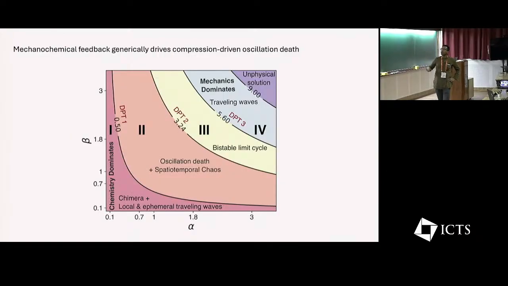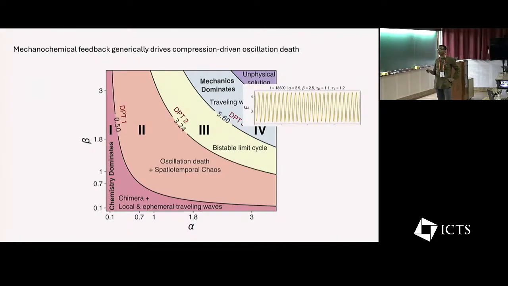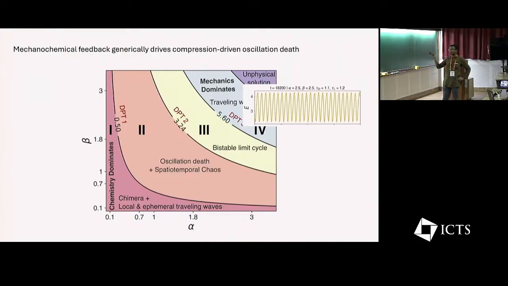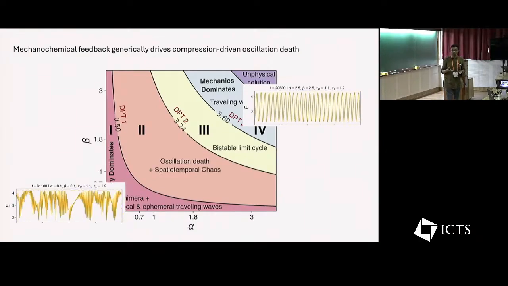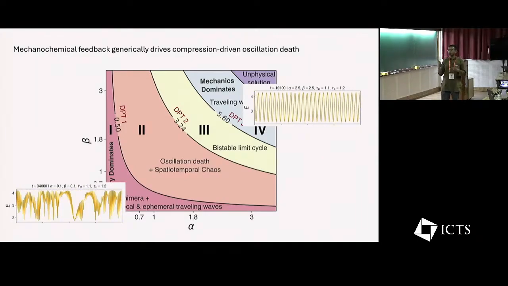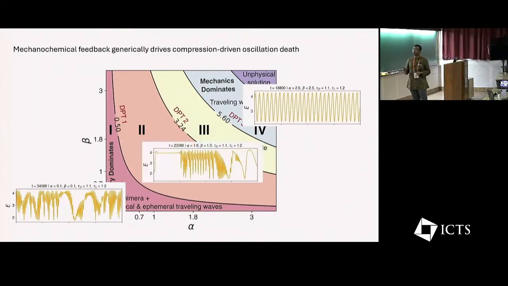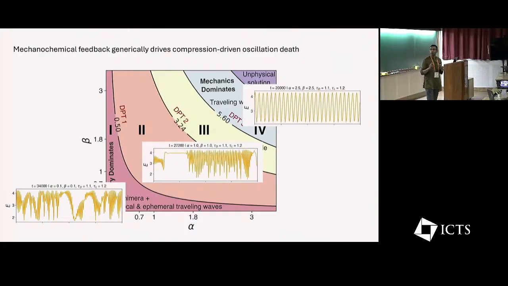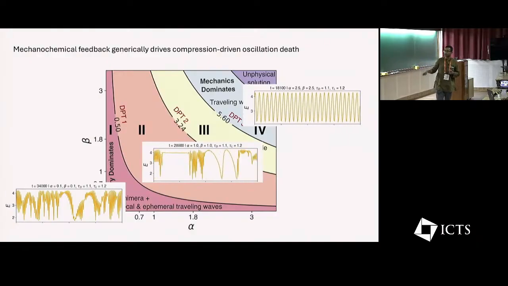But when you do that, you start getting all of these phases. At really strong mechanochemical feedback, you get traveling waves, which is where the mechanics dominates. At low enough feedback, you get what is called phase turbulence, where there is no traveling wave, but the phases are sort of randomly correlated with each other. But in between, you start getting some really unique behavior. You start getting coexistence of regions where there are no oscillations with regions where there is oscillation and phase turbulence.